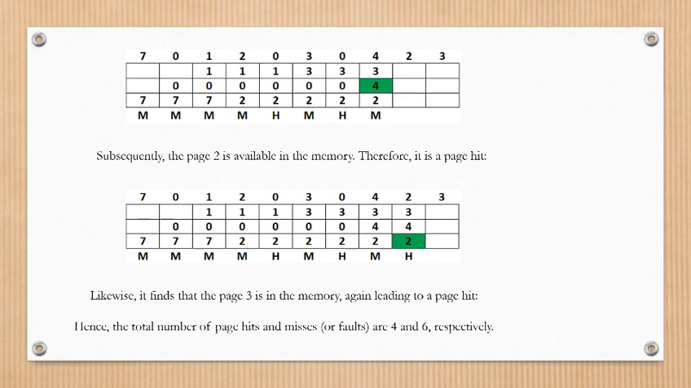Hence, there are several page hits and page misses in the page replacement. Here, in this example, we can see that the total number of page hits is 4 and the total number of page misses is 6 respectively.